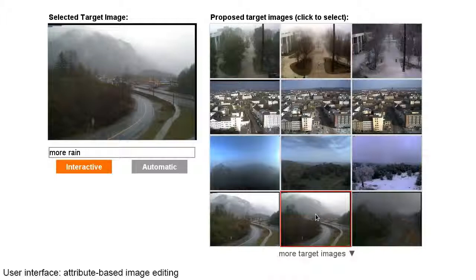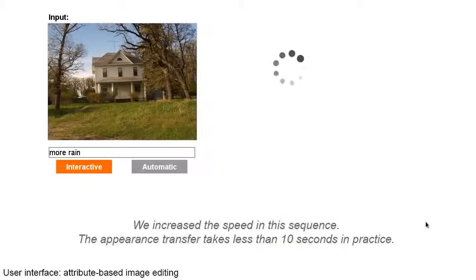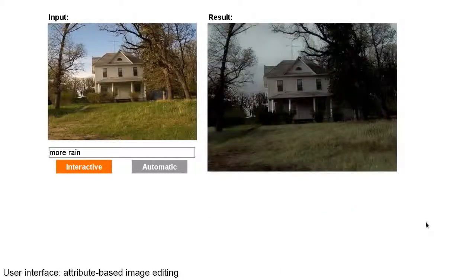It is difficult to know what the user has in mind when she asks for more rain. Using the interactive mode, she selects a target image that corresponds to the specific appearance change she wants. Our system edits the image by transferring local color transforms as described in the paper. The result is obtained in just a few seconds.